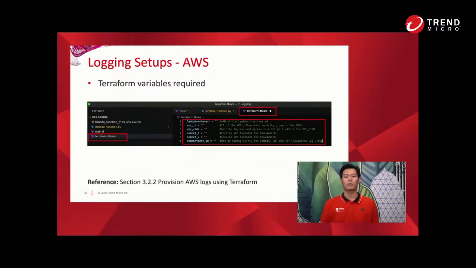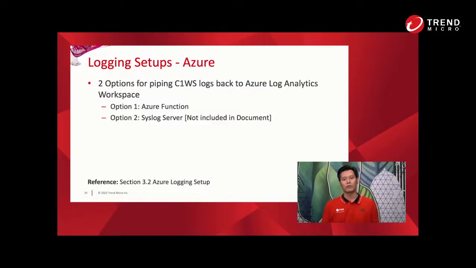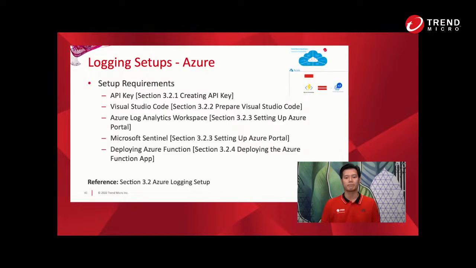This is how the actual script looks like. So after setting up the scripts, remember to do a test to make sure the SNS topic works. Now we will move into Azure. So this is how the Azure function works in terms of piping logs. These are the variables that are required as part of the Azure logging setup.